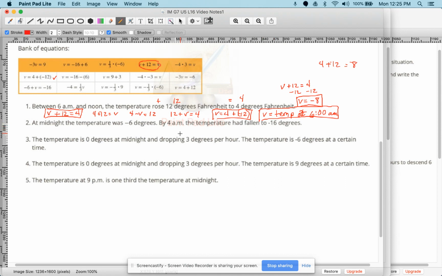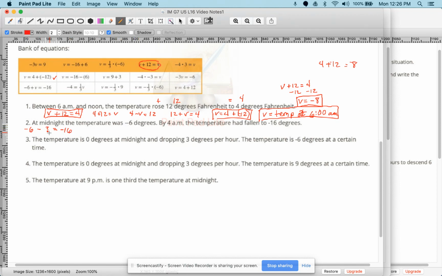So basically, we are starting with negative 6 degrees. I'm going to move over here a little bit. We're starting at negative 6 degrees. And at 4 a.m., the temperature had fallen. So that means we're going to subtract a number, and we're going to end up at negative 16 degrees. So this is kind of what we're looking at.